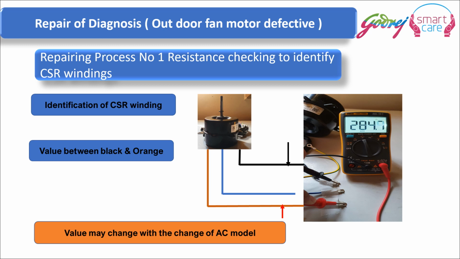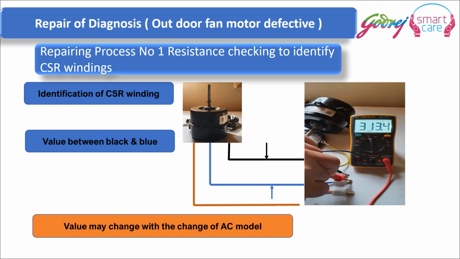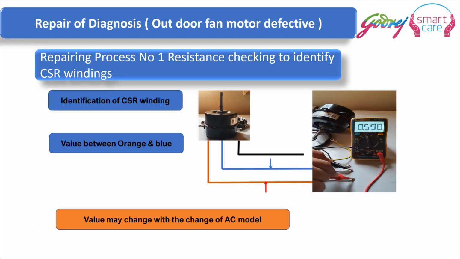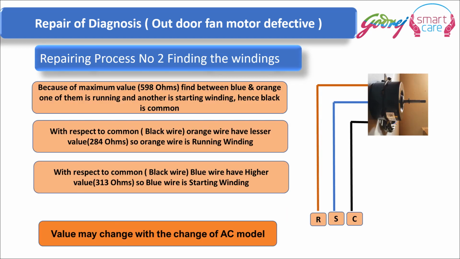Values may change with the change of the AC voltage. We check the values between the orange wire and the others, then between the orange and blue wire. Values may change with the change in the AC model.